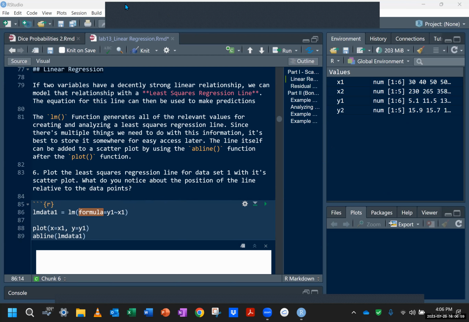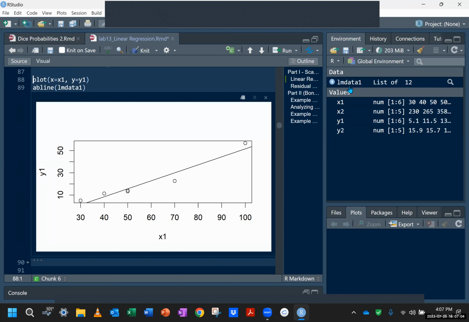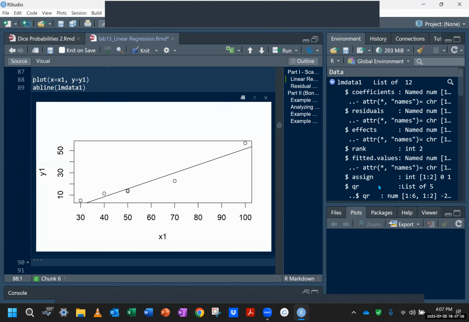If I run just this line here, notice I generated something called linear model data 1. It's got a lot of stuff in it, most of which we won't use, information about this model.